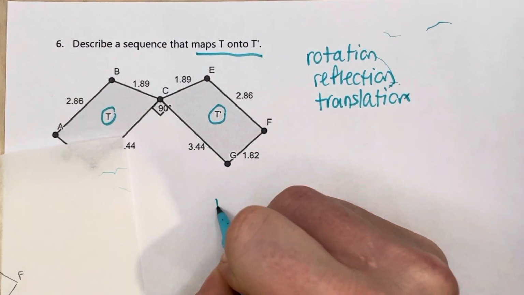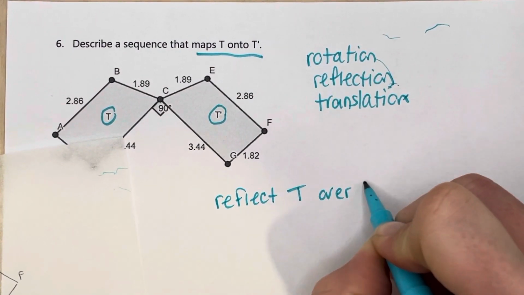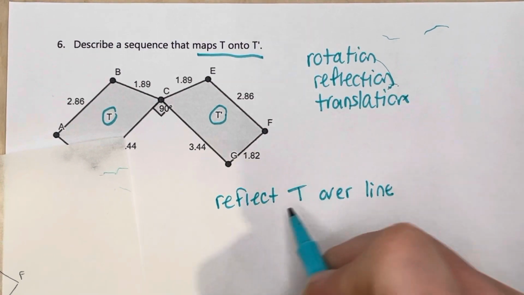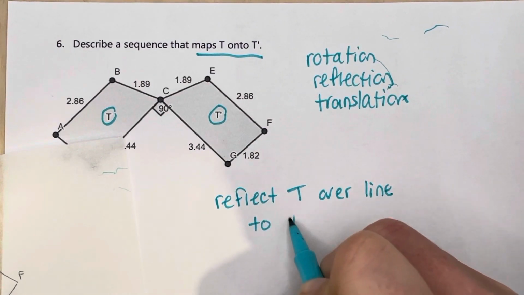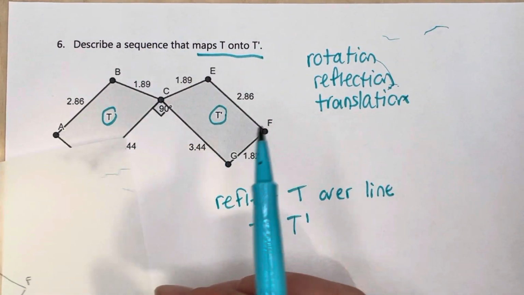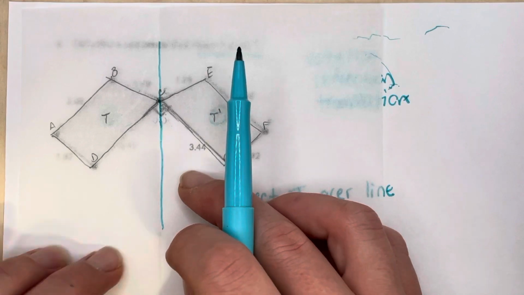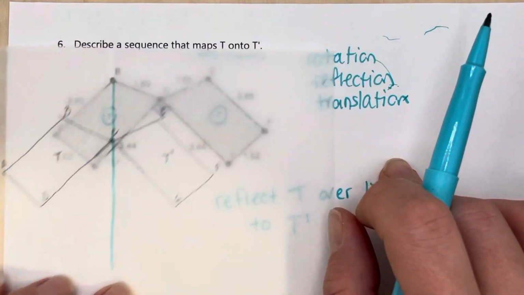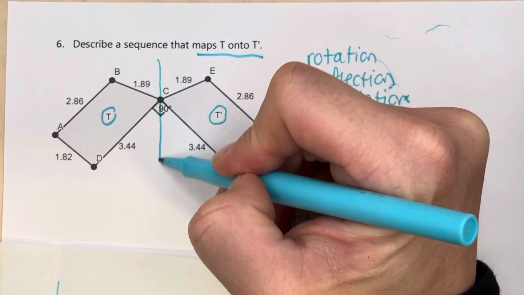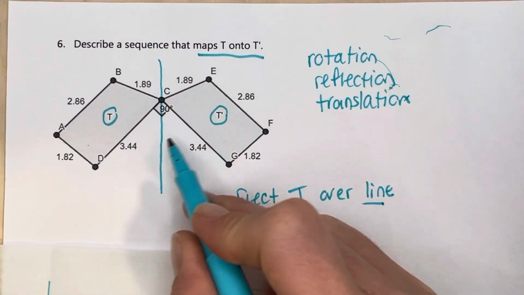So I can reflect T over line to T prime. Now make sure that you're showing me the line. So in this one, we could either tape our patty paper onto here and I can tape it onto my test, or I could even draw it in here, and this is my line then that I'm reflecting over.